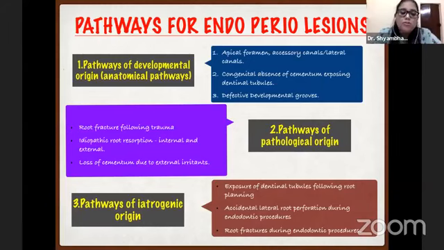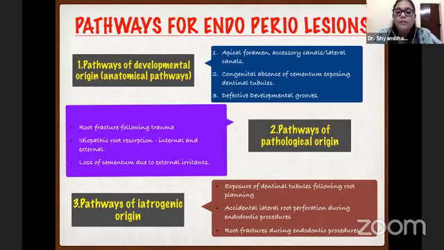There can also be pathways of iatrogenic origin, sometimes because of the treatment that has been given or because of over enthusiastic treatment that has been done. There might be pathways which would be created, and these pathways would also lead to endoperio lesions. Now, these can be seen whenever there is exposure of dentinal tubules following root planing. When there is vigorous root planing done in areas where there is already a small amount of cementum present, in those cases there will be exposure of dentinal tubules.